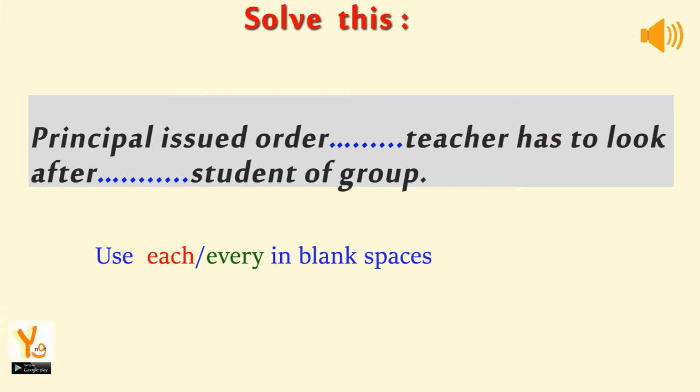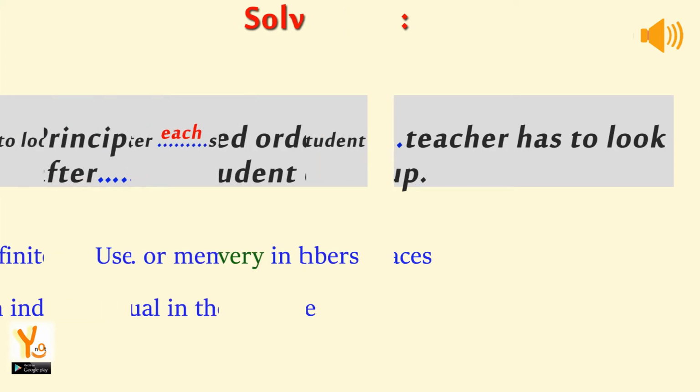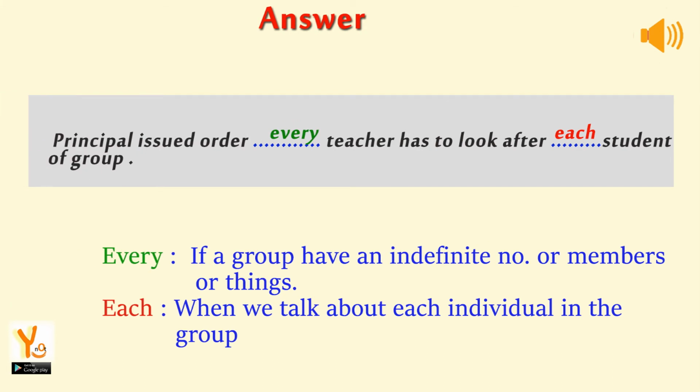Now solve this another problem. The principal issued an order, dash teacher has to look after dash student of the group. Use each or every in the blank spaces. Here's the answer. The principal issued an order, every teacher has to look after each student of the group. Every is used, the reason is, if a group has an indefinite number of members or things. Each is used, the reason is, when we talk about each individual in the group.